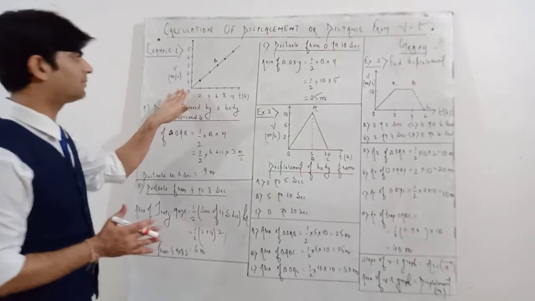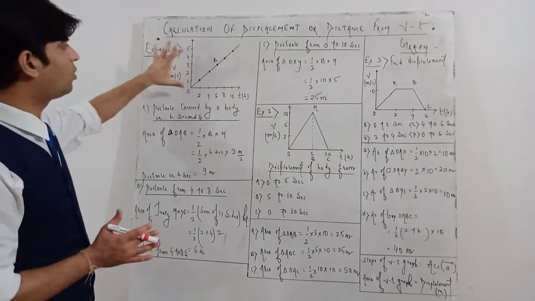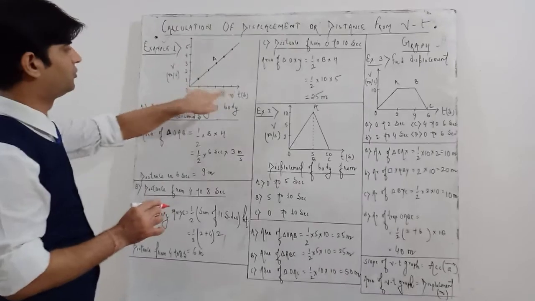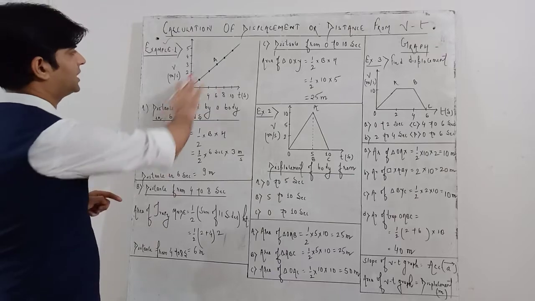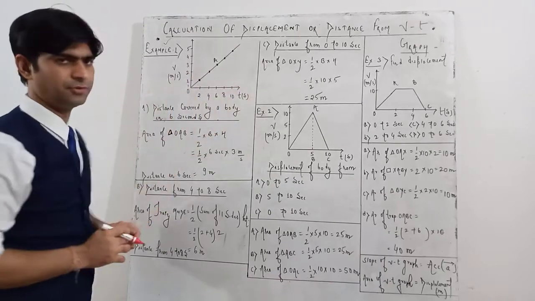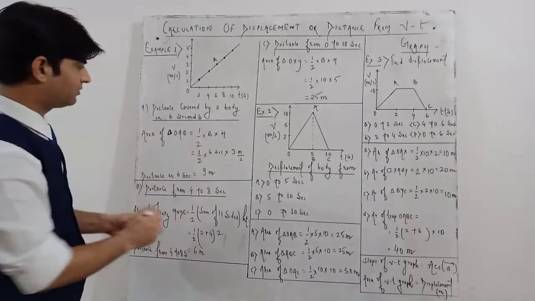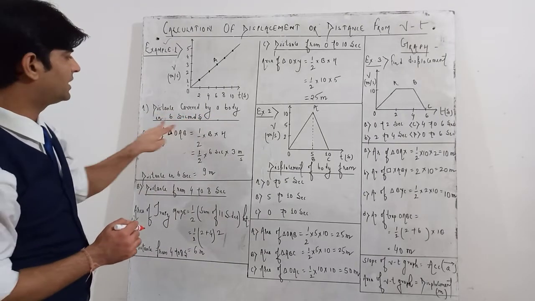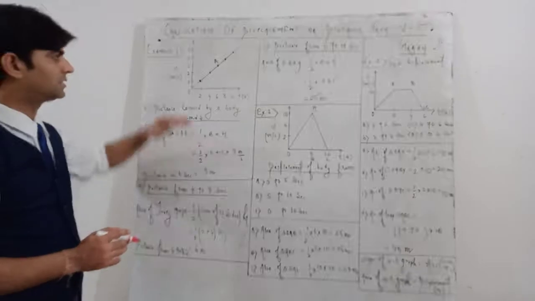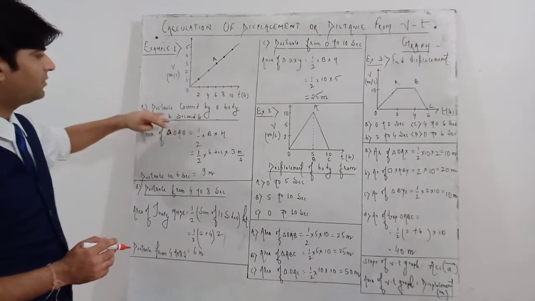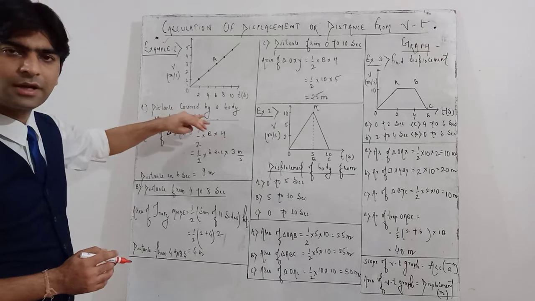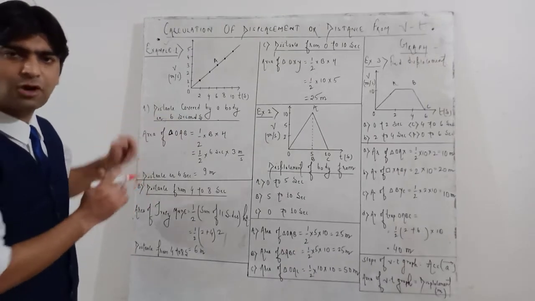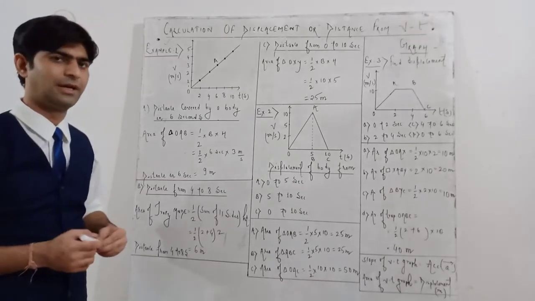This is example number 1, and this is the velocity time graph given to you. This is a straight line graph. Now different sections I have taken. In the first case you have to calculate the distance covered by a body in 6 seconds. That is, in the first 6 seconds how much distance the body has covered.